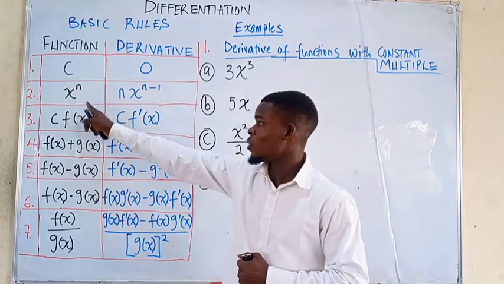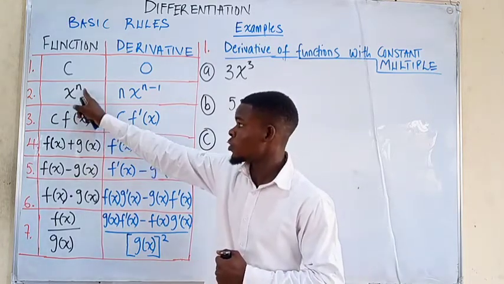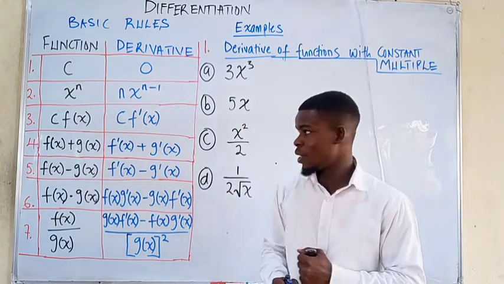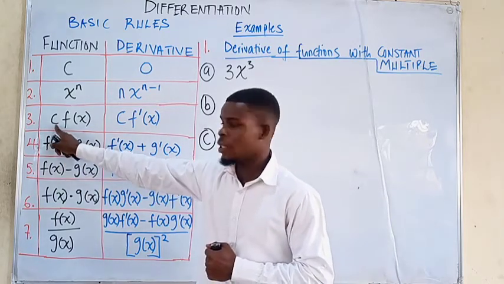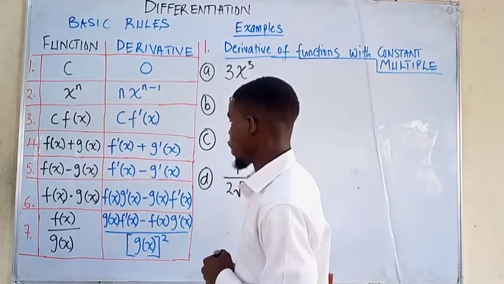And then we checked again the derivative of power functions. When you see a function of this form, x raised to some power, then you can apply this rule and get the derivative immediately. And now in this video, we want to look at the third one, which is the derivative of a function with a constant multiple.